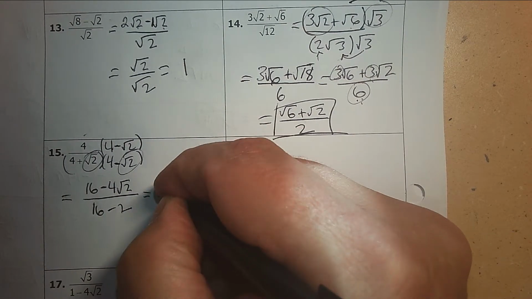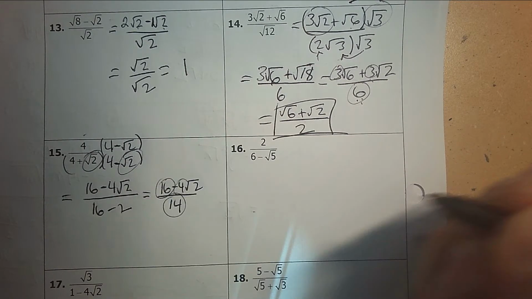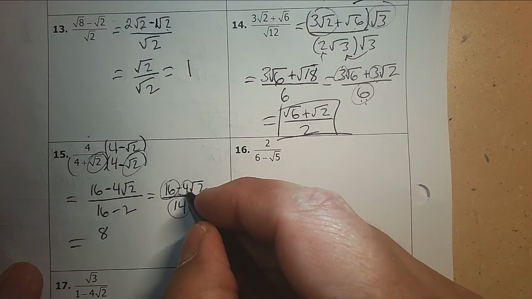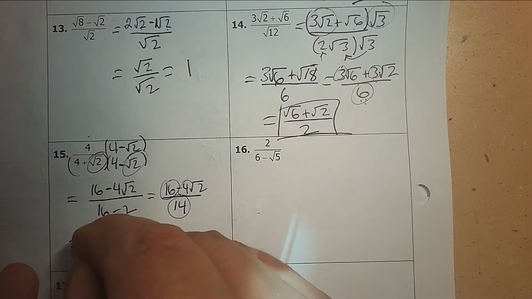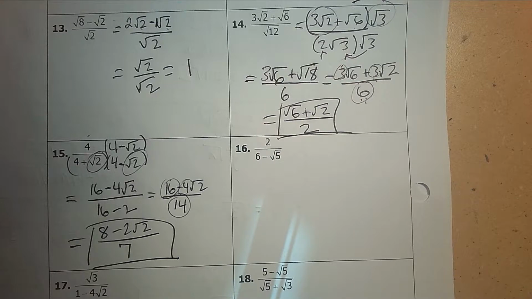Is there an obvious number that goes into all 3 numbers? 2. So 16 divided by 2, 4 divided by 2, and 14 divided by 2. That's it. Done. I want to make sure when you go to Alex, right, and you see this, that you have the skill, right, to be able to simplify it.